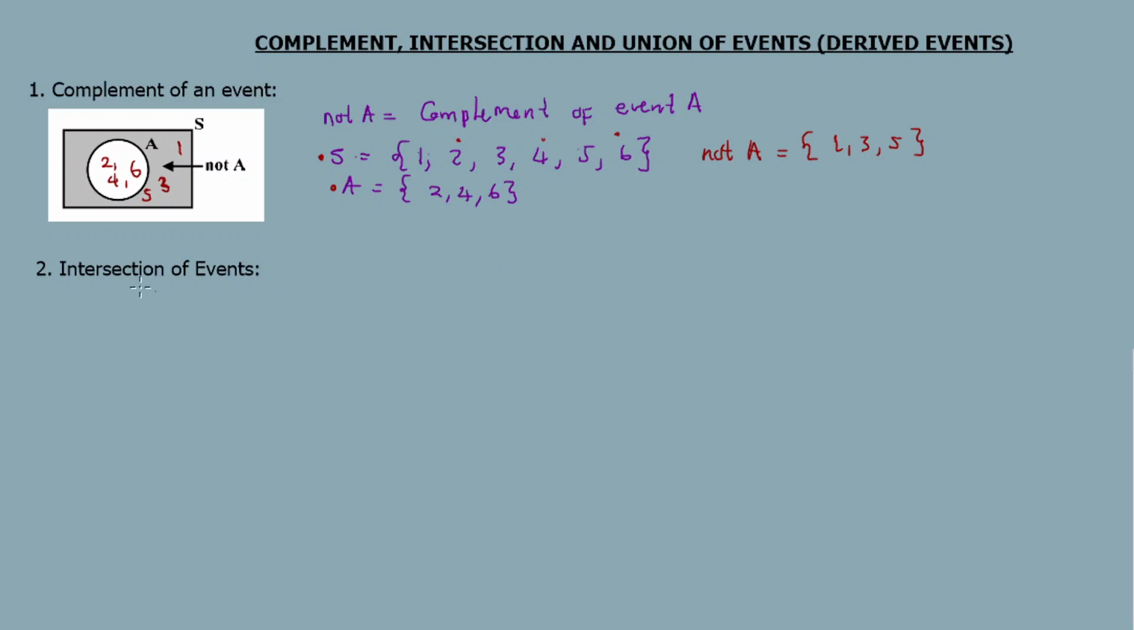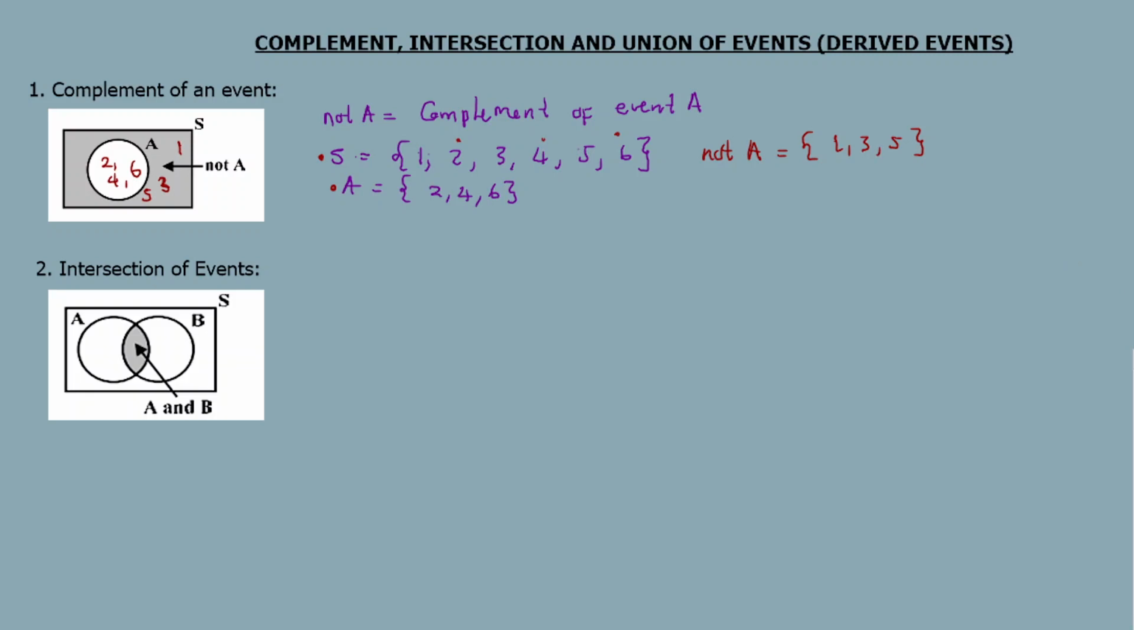Number 2, intersection of events. Let's say I have two events, A and B. A and B is the intersection of the two events. A and B is equal to the intersection. A and B is the intersection.